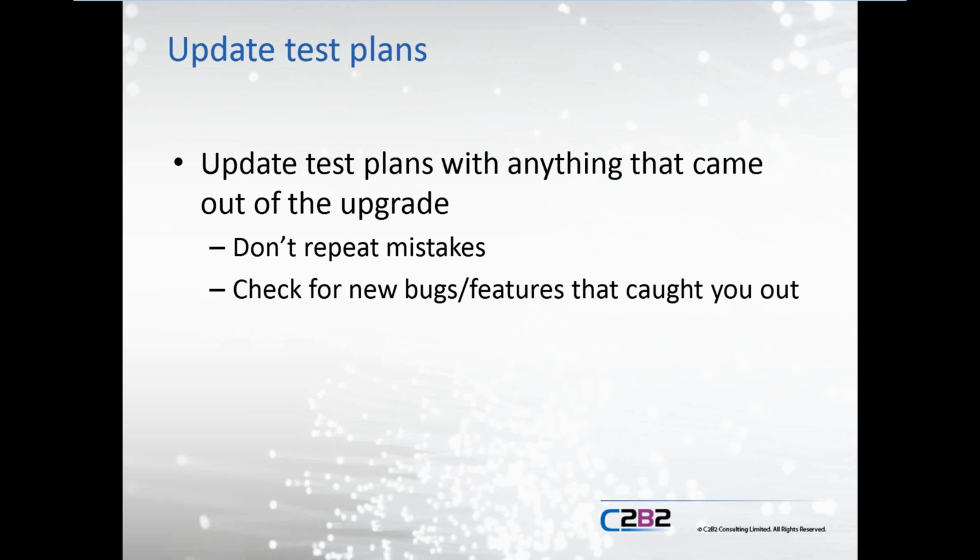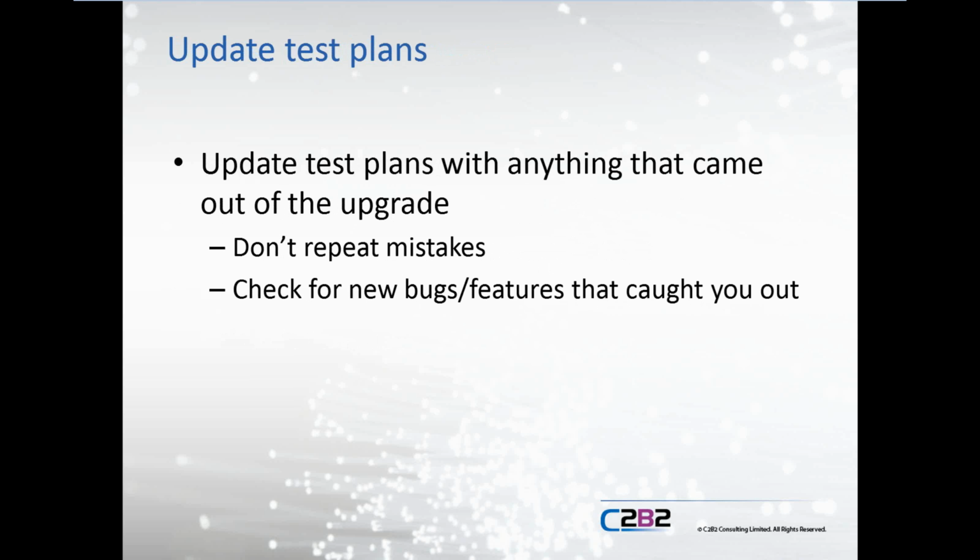Updating test plans. So in most upgrades, there may be one or two things that come out of the upgrade process that didn't go as smoothly as hoped, so making sure that there was stuff in those test plans to catch that next time. Examples of this would be maybe data problems in the database that caused the upgrade to not work particularly smoothly, and making sure that you have tests in place to ensure that the data is all consistent in the database.